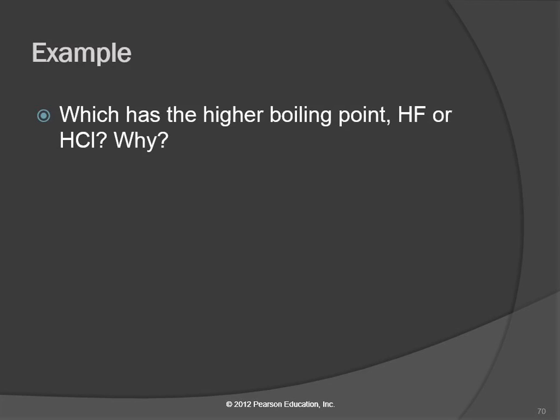Okay, which has the higher boiling point, HF or HCl? HF. Why? They're both polar, right? But fluorine is more electronegative. This has hydrogen bonding because it's a hydrogen-fluorine bond. And so the HF will have a higher boiling point because it has hydrogen bonding.